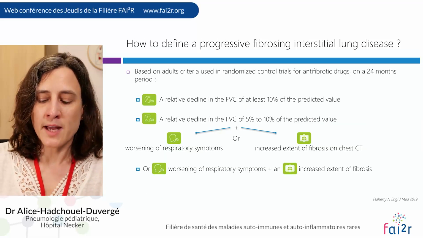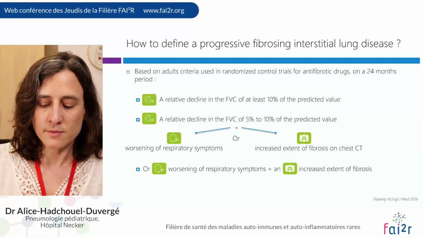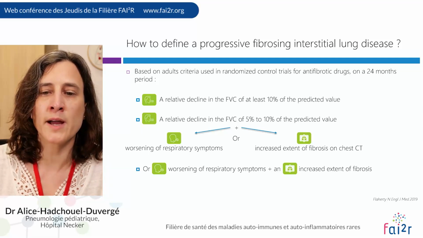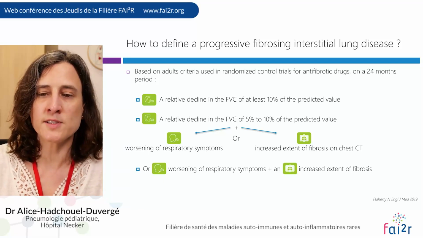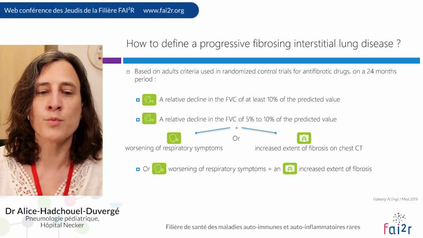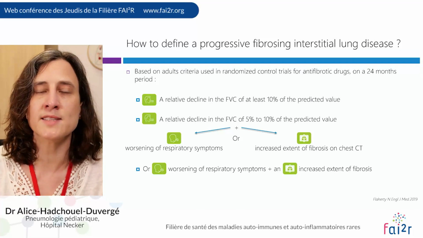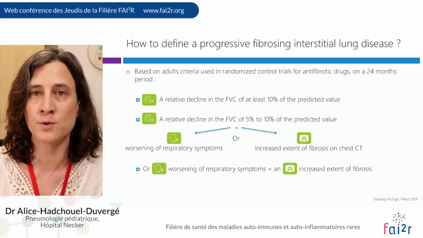But how to define a progressive lung disease despite the first-line treatment? To this aim, the criteria that are used in adults are the ones that were used in randomized controlled trials for the antifibrotic drugs, and the assessment is performed over a 24-month period. So progression of the interstitial lung disease will be defined if there is a relative decline in the forced vital capacity of at least 10% of the predicted value.